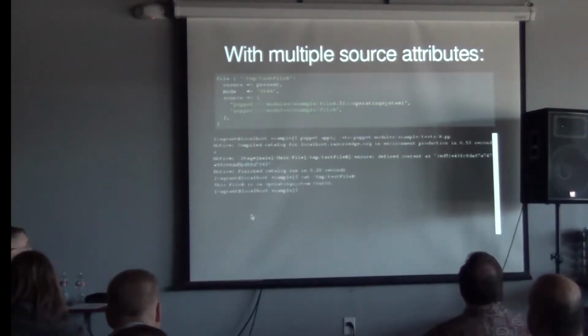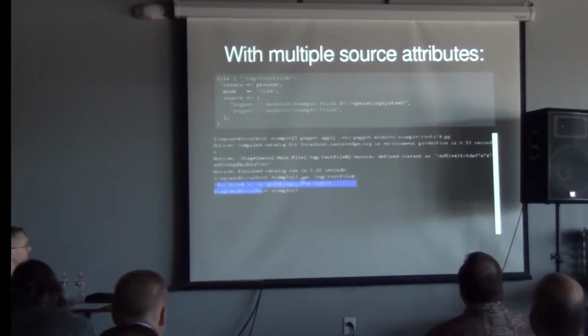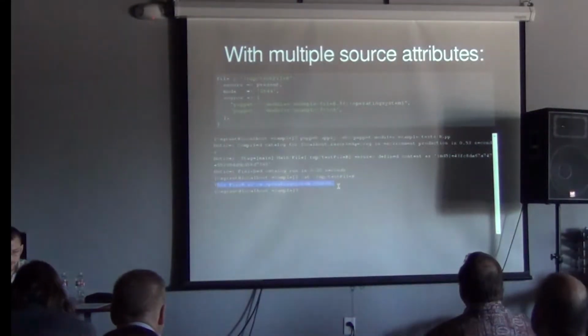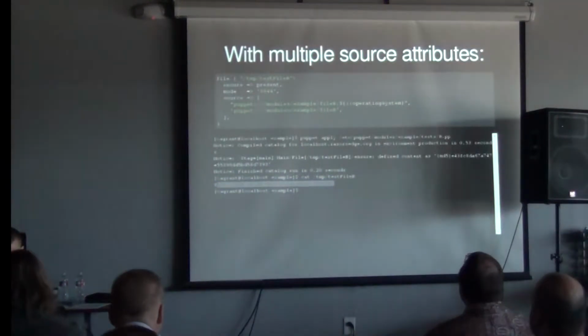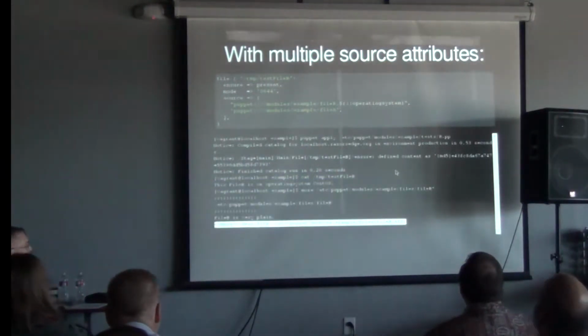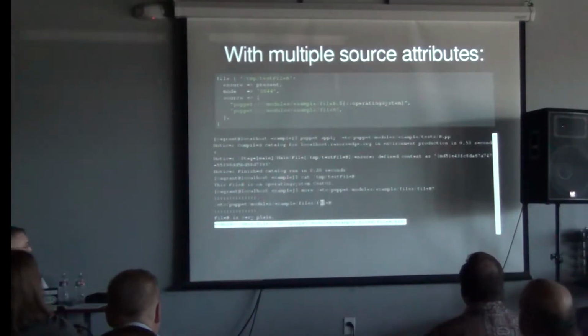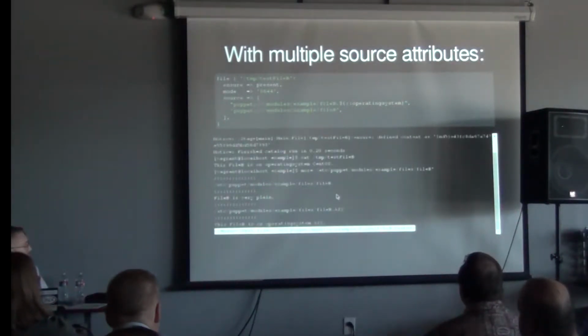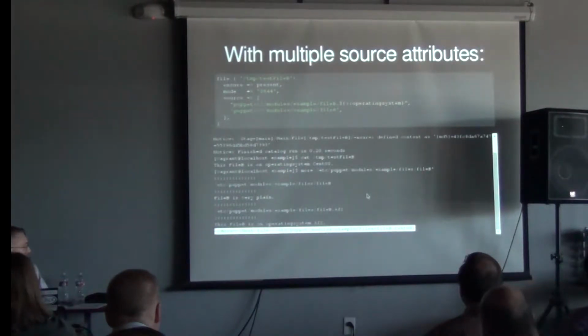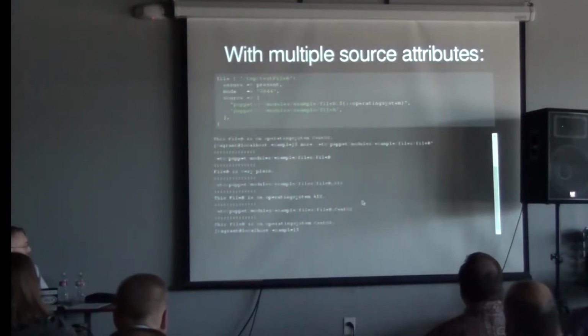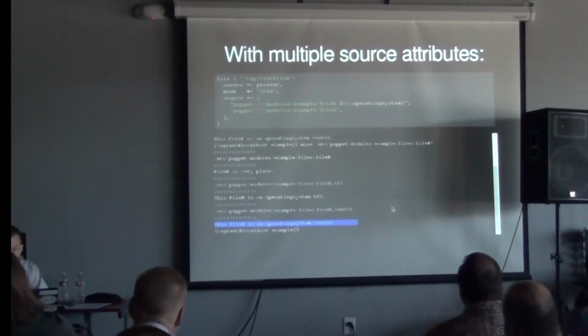So the output here is basically saying this file is on operating system CentOS, and that is a variable that we grabbed out of the file B. Here's the example. File B itself is very plain. The next one, file B.AIX, tells us file B is on operating system AIX. And the last one is file B CentOS, and that's where we're actually getting the content from.